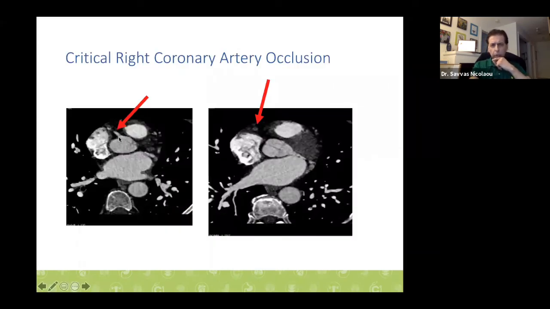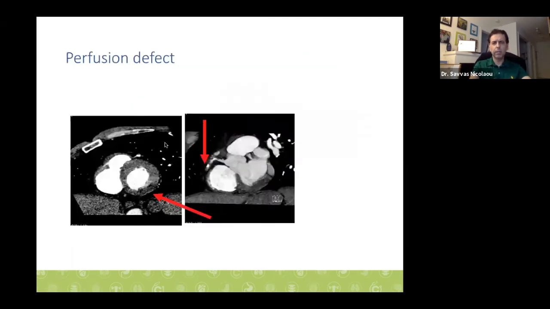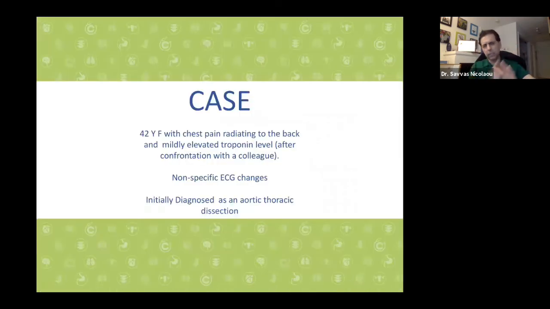The right coronary artery is opacified initially and then is completely blocked. So this patient came for a pulmonary embolism but doesn't have a pulmonary embolism; rather, has an acute occlusion of the right coronary artery, with a perfusion defect in the inferior wall of the myocardium, indicating an acute infarct. This is an excellent case that I want to bring to your attention.